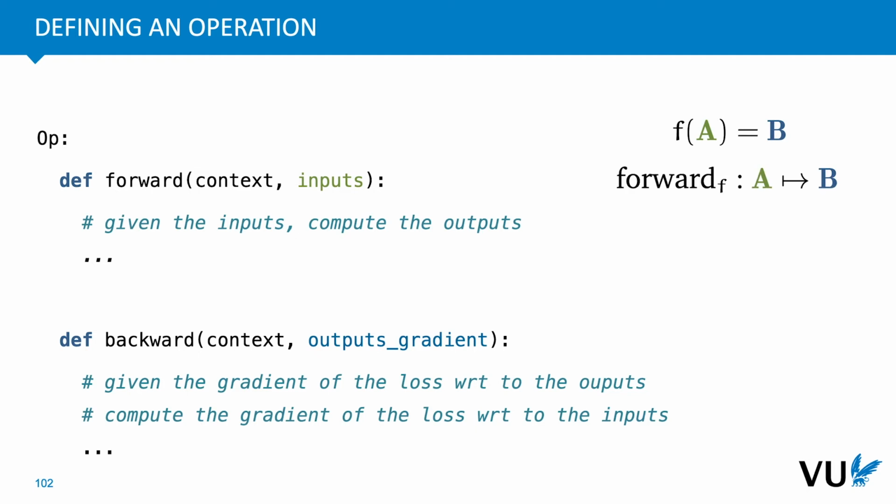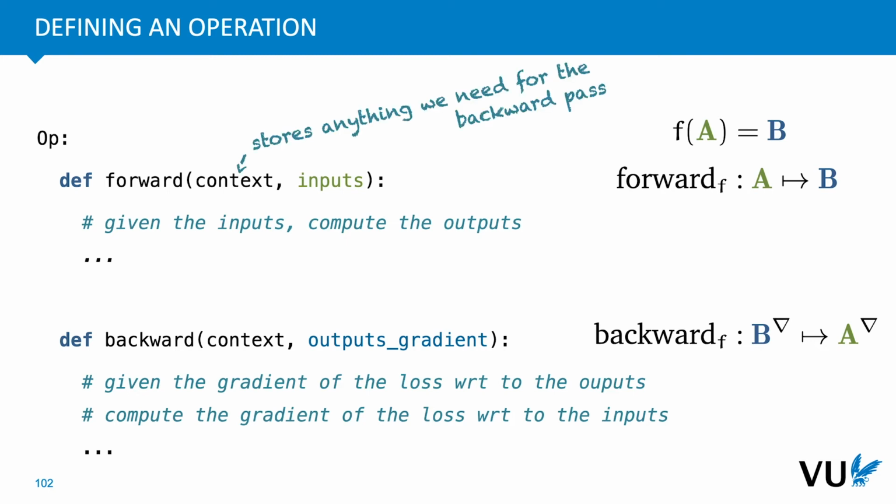The forward function of f is the function that given a produces b, very straightforward. The backward function is a function that given b nabla produces a nabla. And remember here that b nabla is the derivative of the loss with respect to all the elements in b. We also, in both of these functions, are given a context object, which depending on your system might be a dictionary or a tuple. It's some kind of object in which we can store things. And in that context object, we can store anything we need. During the forward pass, we can store stuff which we need to refer to during the backward pass. And we'll see some examples of how that works later.